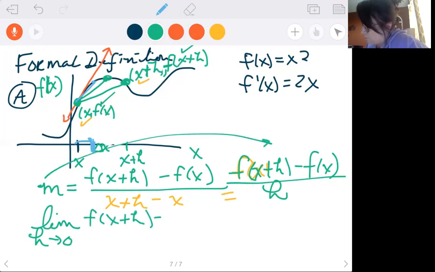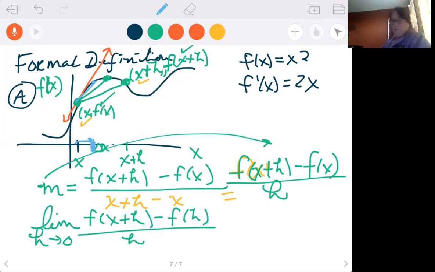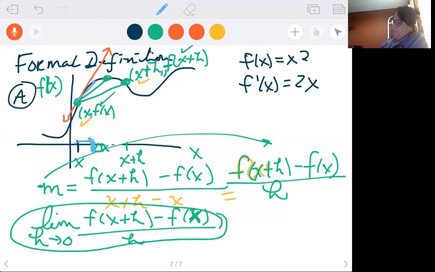h can't equal 0 because then my slope would be 0 over 0. Wouldn't you agree? f of x plus h minus f of x. When I plug that 0 in for h, I get f of x minus f of x, 0 over 0. So it can't be 0, but we're going to get so close, 0.0000, that it croaks over and dies and hands it off to somebody else. And we're basically going to be there, right? This right here is the formal expression for the derivative.